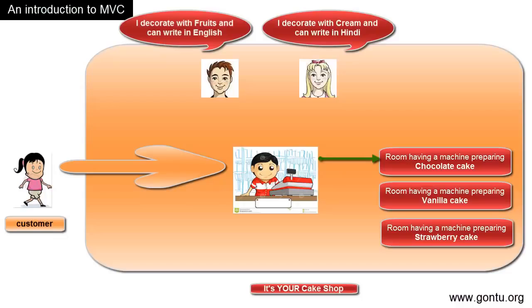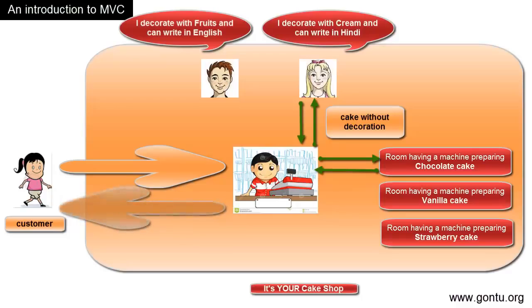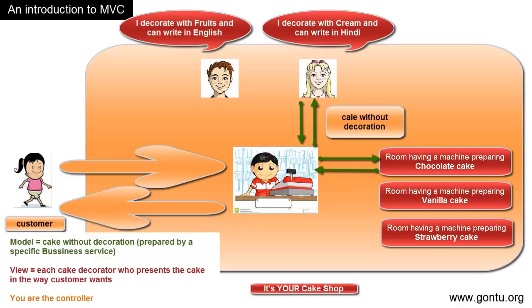And once the cake is ready and you receive it, you further pass on the cake to a specific cake decorator as per the customer's choice. Once the cake is ready, along with the desired decoration which the customer asked for, you deliver it to the customer. Customer is happy. This is a good example of how you see the MVC concept in a real life situation. Here the model can be the cake, you are the controller, and the cake decorator can be the view.